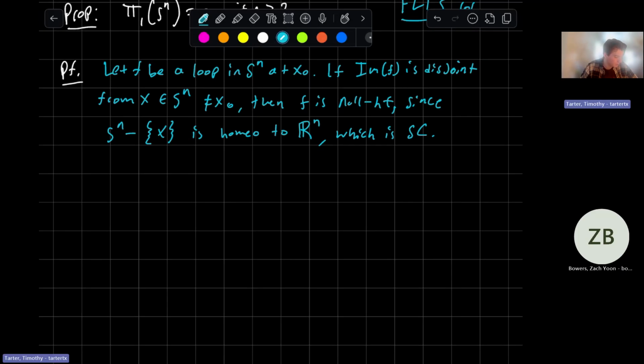So it will suffice to homotope f to be non-surjective. So we can homotope f to be non-surjective.